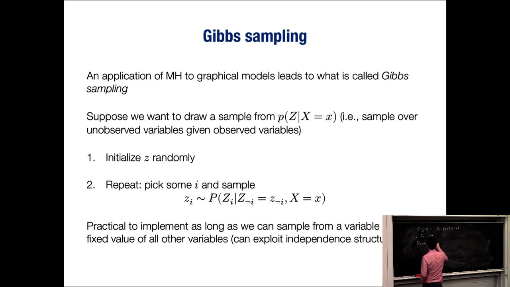First pick i, well, let's start at 1 there. Well, first, actually, let me do it this way. So Gibbs sampling, the first thing you do is you pick Z randomly.